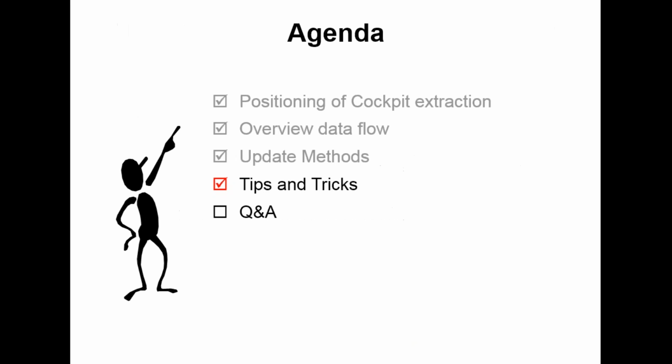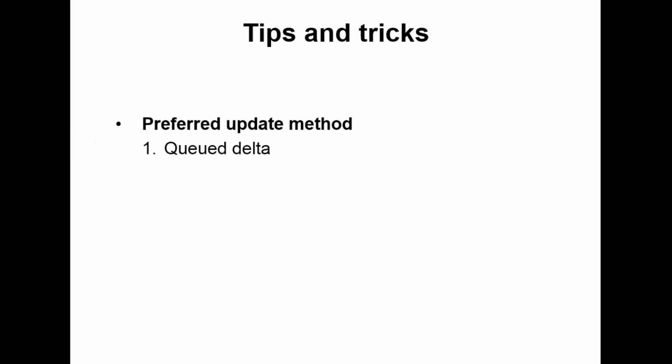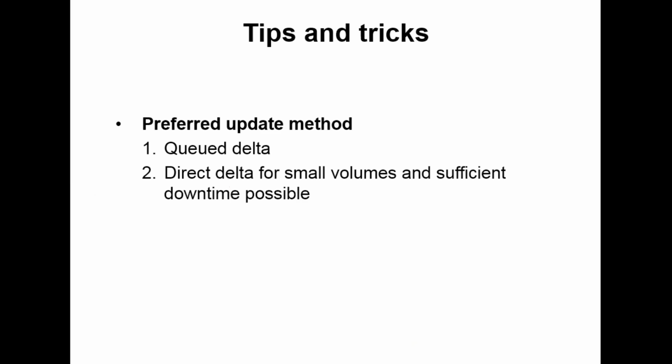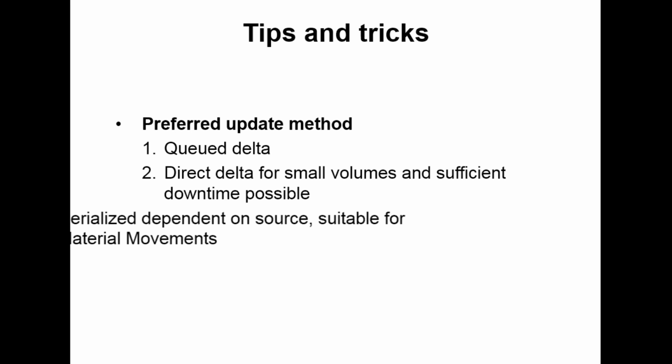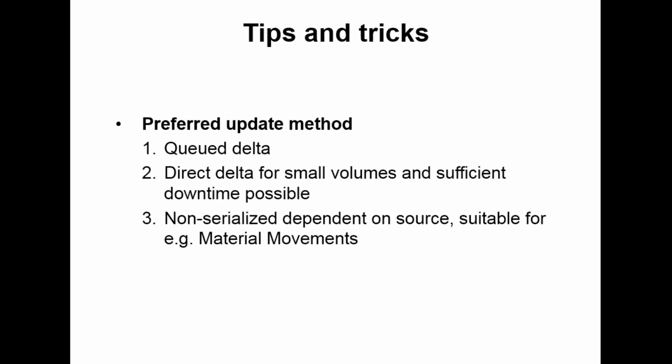So these are all the different types we have. Then we have some points to be remembered here. Basically, SAP suggested the preferred update method is serialized, Q delta. First, we need to consider Q delta. If it is not possible, then we can go for direct delta. Thirdly, it is non-serialized V3 update. So the main thing to be followed is Q delta for most of the LO extractors.